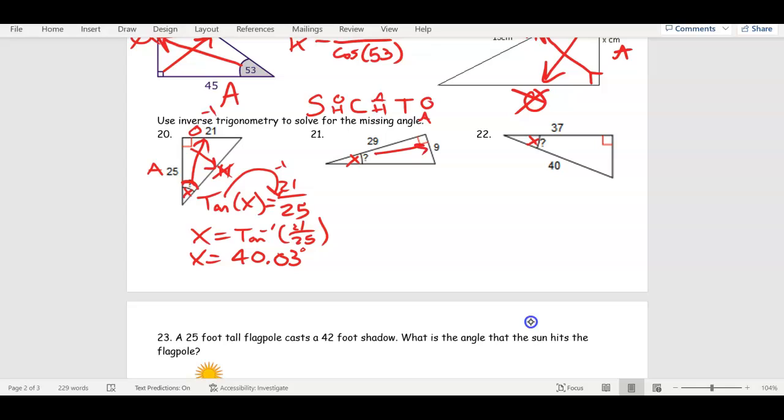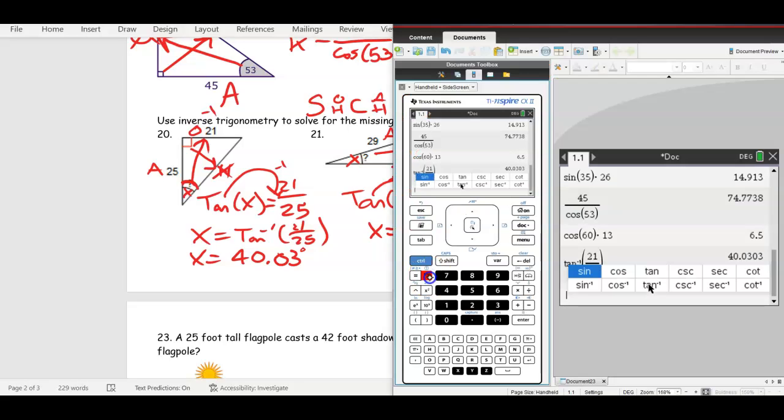Again, O, H, and A. So H is missing, so OA is TOA. So once again, it's tan x equals O over A. So trig goes to the other side, inverse. x equals tan inverse 9 over 29. All right, tan inverse 9 over 29.